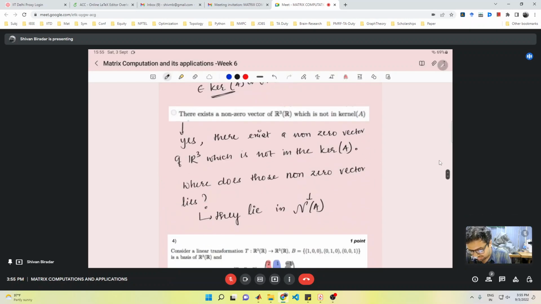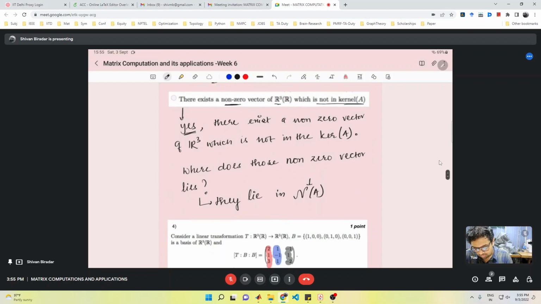So the third argument says that there exists a non-zero vector of R3 which is not in the kernel of A. So again, we'll use the same perpendicular basis argument. The answer is yes, this is true. It is true that there exists a non-zero vector of R3 which is not in the kernel of A. So remember the kernel of A is the vector 1, 1, 1, right?